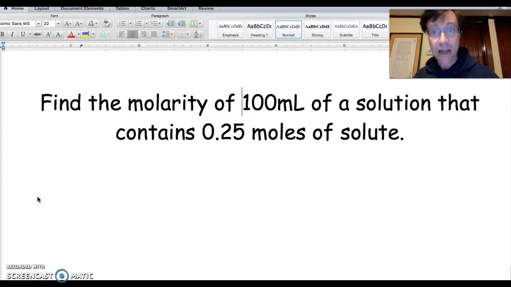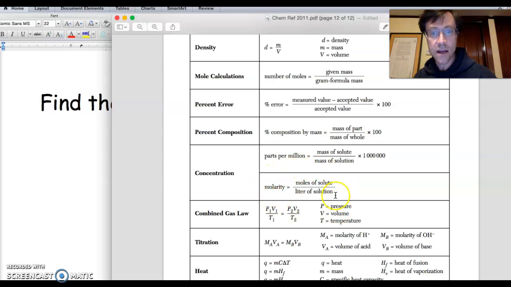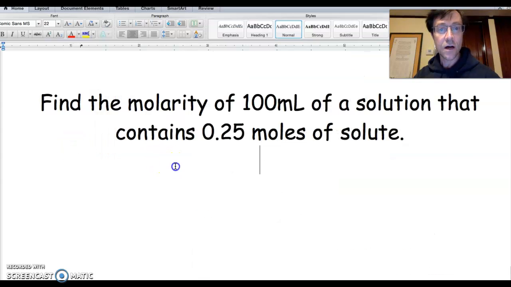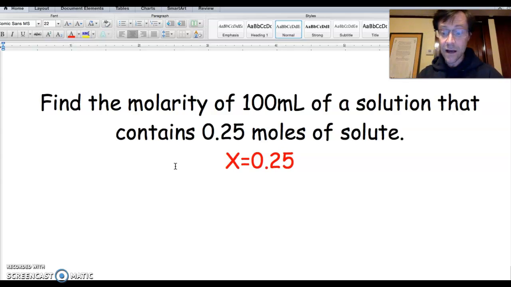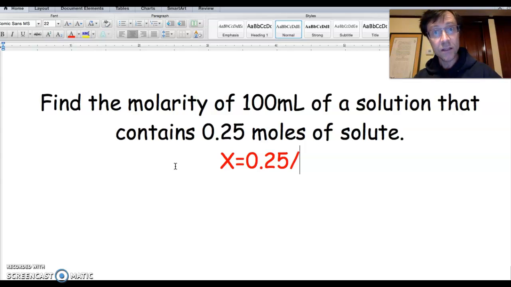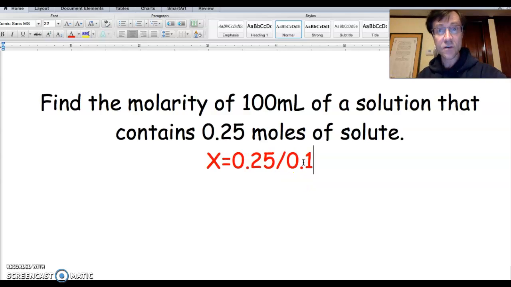So find the molarity of a solution that contains 0.25 moles of solute. Right there is my molarity equation. In this case, the molarity is going to be our x, right? And we're given that it's 0.25 moles. Again, they're going to mess with you by giving you milliliters, but you're smarter than that. So you're going to take the decimal place, start here and go 1, 2, 3, and you're going to use 0.1 liters. So it'll be 0.25 moles divided by 0.1 liters.